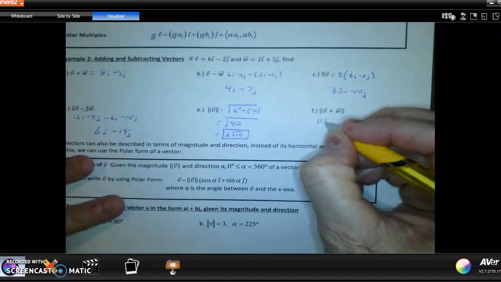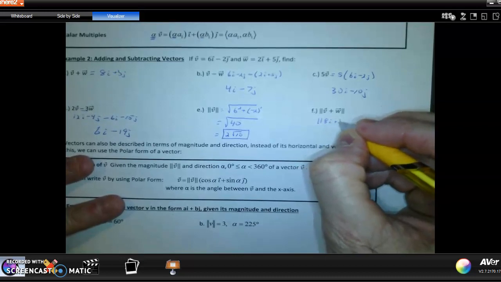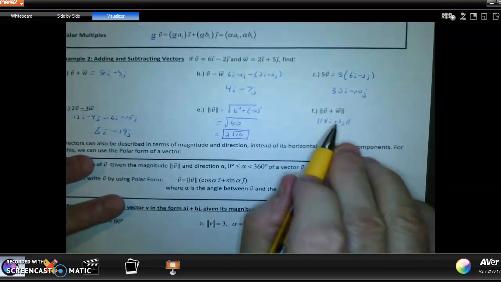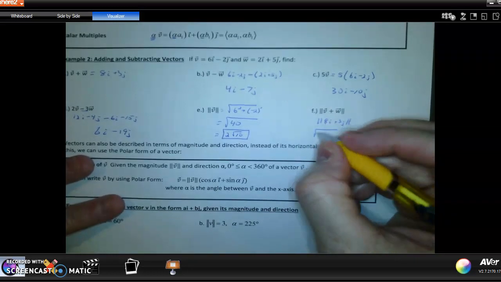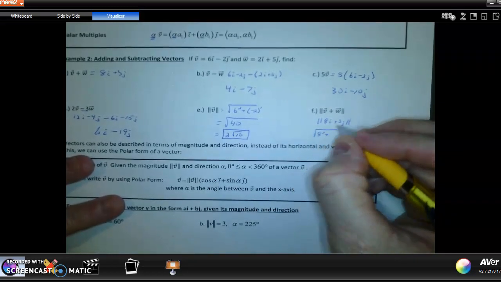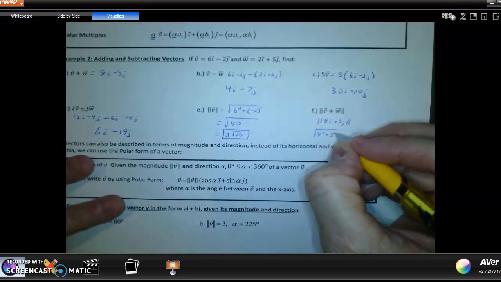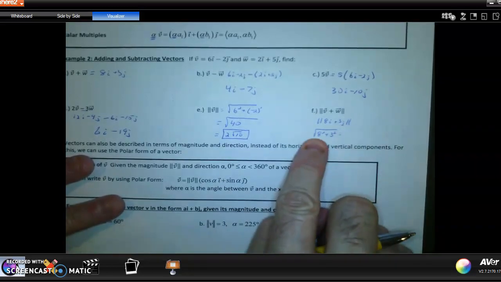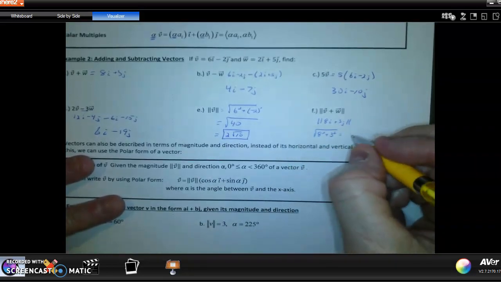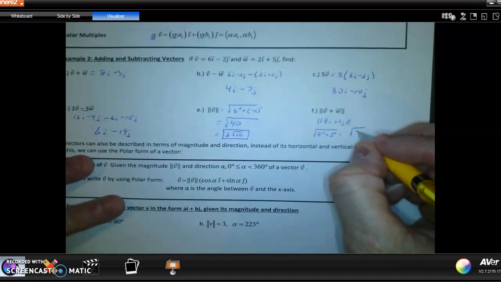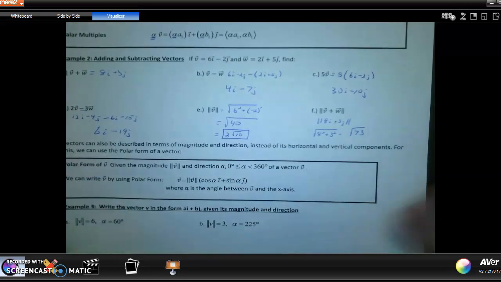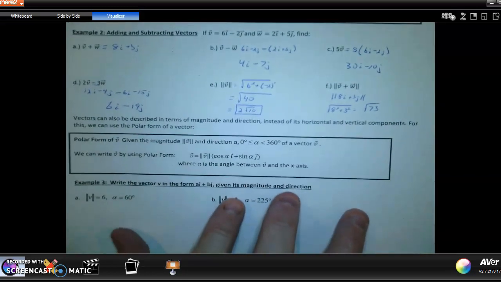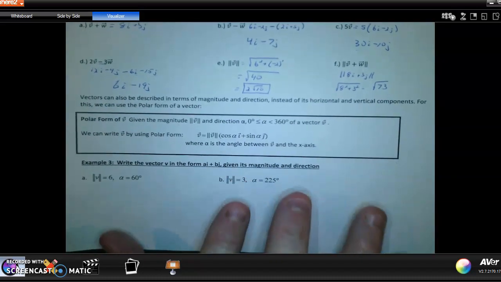So add those two together: 8i plus 3j. And this is the vector we're finding the magnitude of. So that's going to be the square root of 8 squared plus 3 squared, which will be 64 plus 9, so that's 73. And that doesn't simplify, we're just done. That's your answer. Okay? All right, one last thing, and this we're kind of going to go backwards.